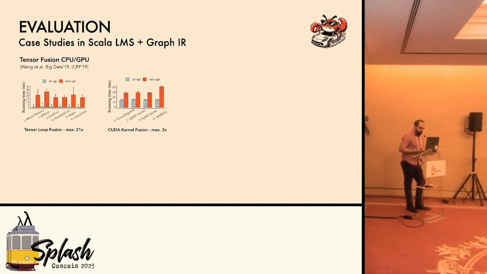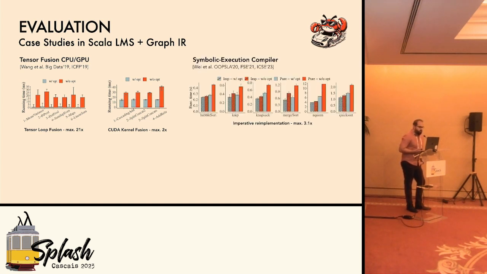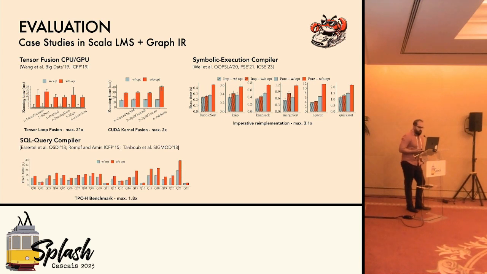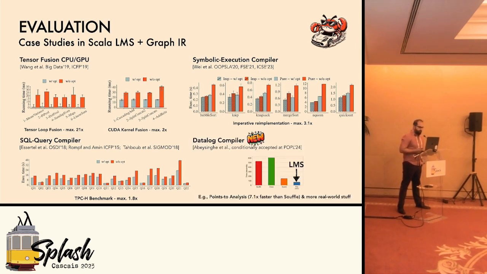And we re-implemented several older papers that use LMS to speed up domain-specific languages on top of the new graph IR and compared to the old versions. All throughout, we squeeze out a little bit more performance using this effect of our graph IR. And also as a teaser for yet another conditionally accepted POPL paper, there's a Datalog compiler that also uses this work. I'm not involved in this, but it's derived from this work. And we also get very decent speedups for Datalog in all sorts of workloads.